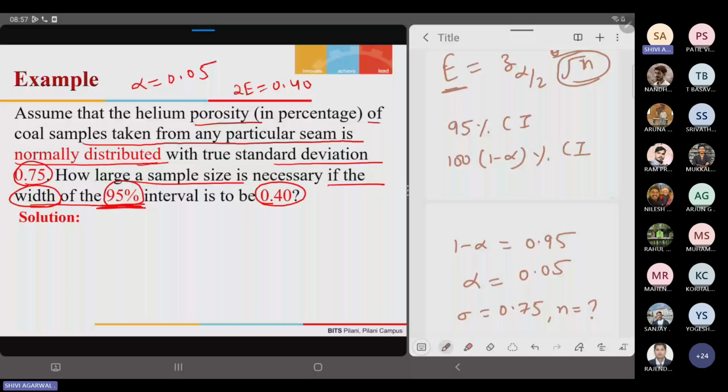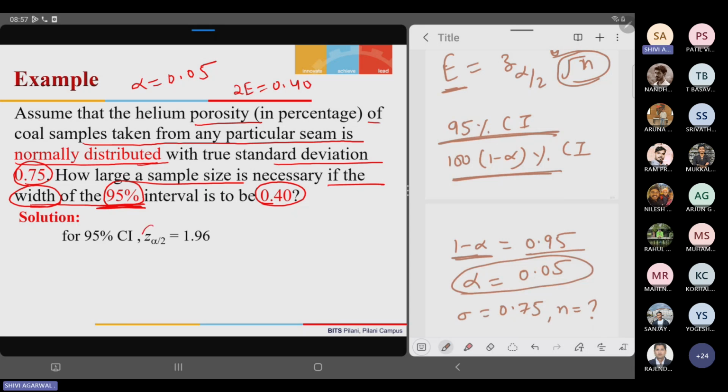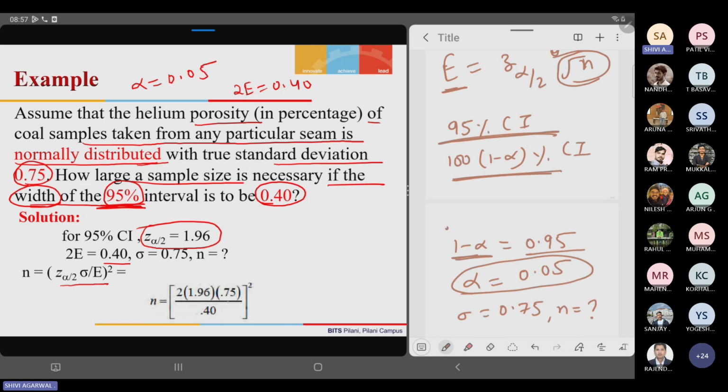So as I told you here, 95% confidence interval. So 100 into 1 minus alpha percent confidence, we compare it. So 1 minus alpha is 0.95. So alpha is 0.05. Okay, so Z alpha by 2, so many questions we have already done for 95% confidence interval. In one table in the last class, we have already given these values. Okay, so 2E is equal to 0.40, sigma is given. So by using the direct formula, n is equal to Z alpha by 2 sigma upon E whole square. So we substitute in this one and we are getting n is equal to 54.02.